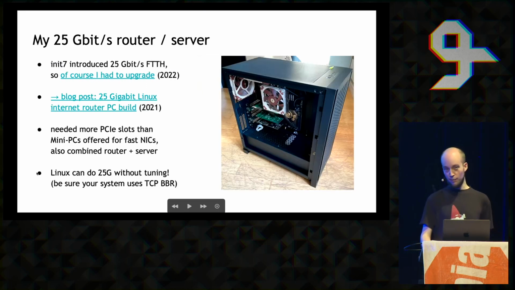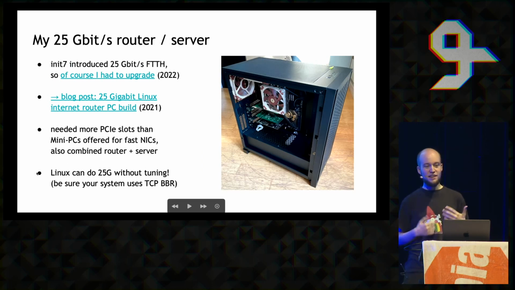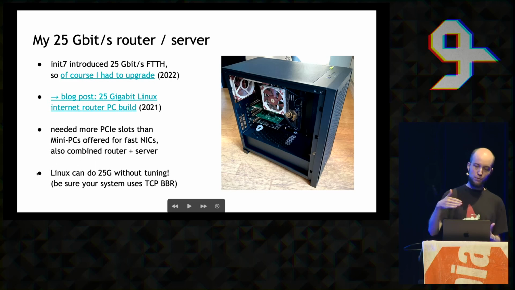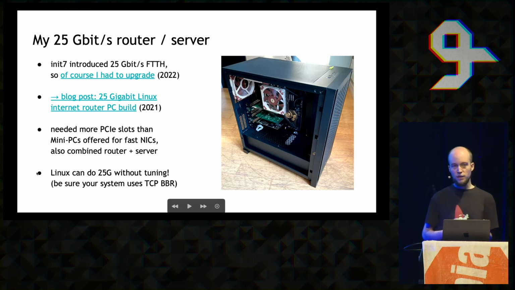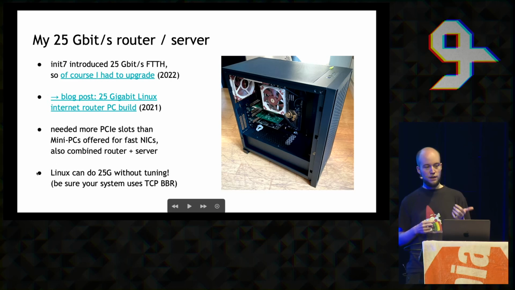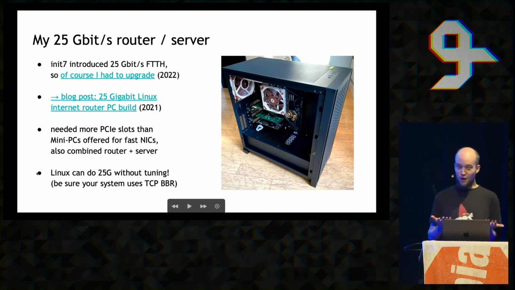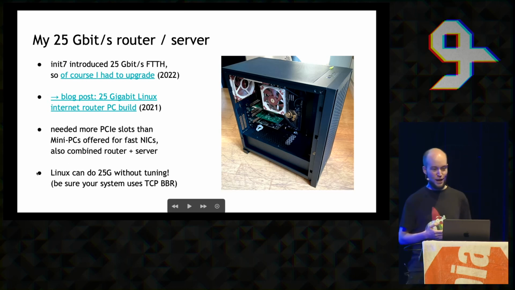Now, I escalated a little bit here. I needed more oomph because I needed more network ports. I needed multiple different PCIe slots because my ISP actually introduced a 25 gig internet option. And when somebody comes to you and asks you, do you want 25 gig internet, you say yes. Of course, I had to upgrade. I have a blog post there about how it went. I recommend you read up on it if you haven't.